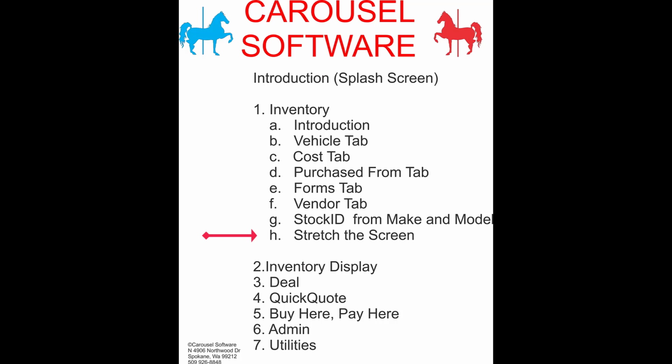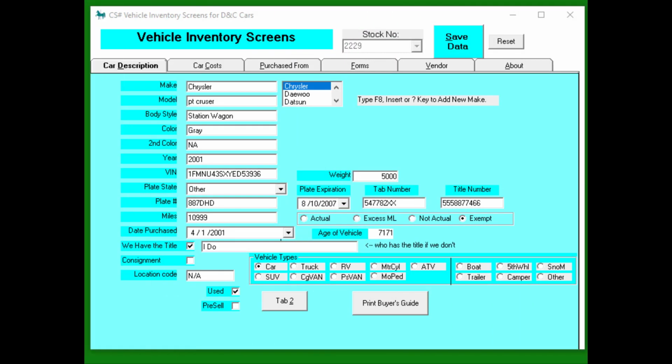When we started Carousel in 2001, a typical monitor might be 800 by 600 pixels, and a laptop was even smaller, at typically 600 by 480 pixels. So as you can see, we built our screens around the 800 by 600 resolution of a typical monitor.